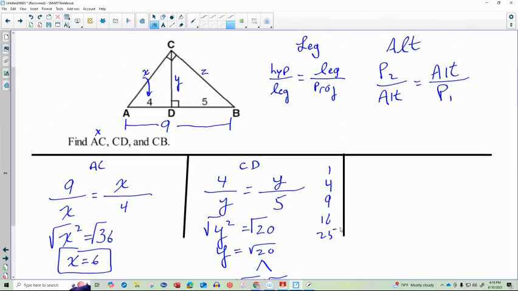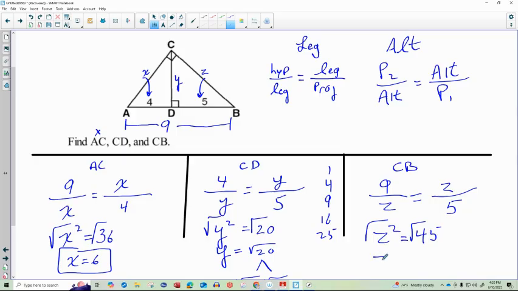And lastly, we're going to look for CB. CB is our z, and it also happens to be a leg, so we're going to use our leg rule again. So z, but the projection of that is 5, and the whole hypotenuse is still 9. So you end up with z squared is equal to 9 times 5, which is 45, square root, and you get z is equal to the square root of 45.